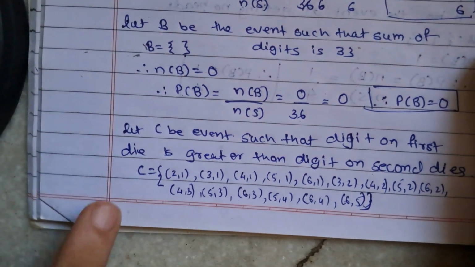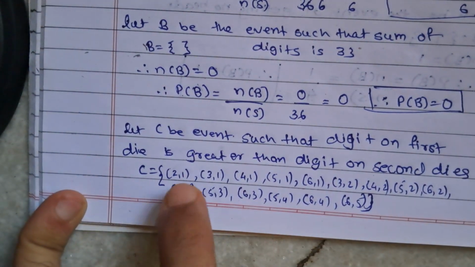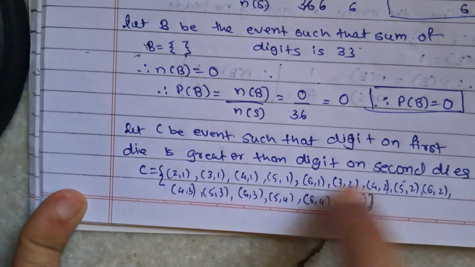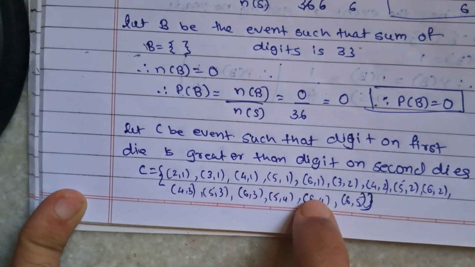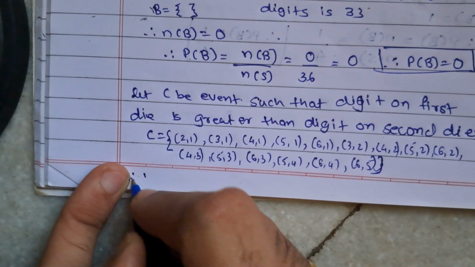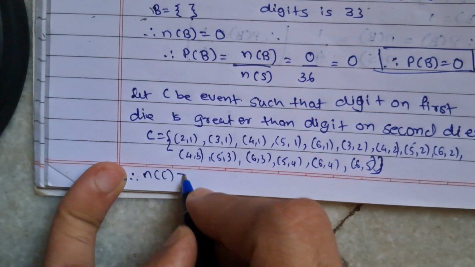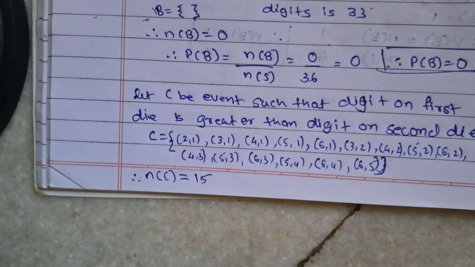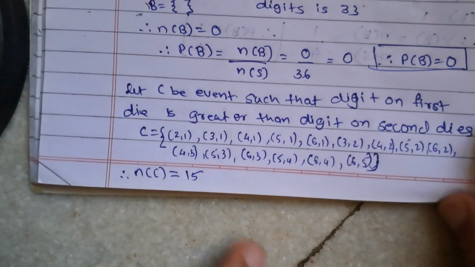So I have made the list of all the possibilities over here. So we have 1, 2, 3, 4, 5, 6, 7, 8, 9, 10, 11, 12, 13, 14, 15 possibilities. So let me say therefore n of C is equal to 15. Okay, but that doesn't end our story, right? We need to find the probability.